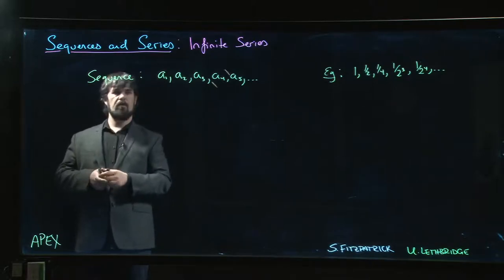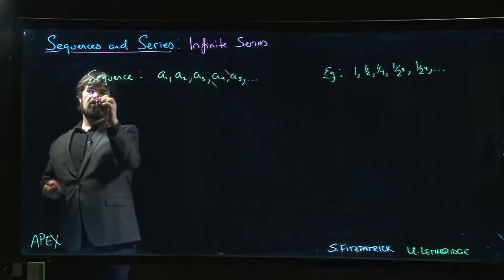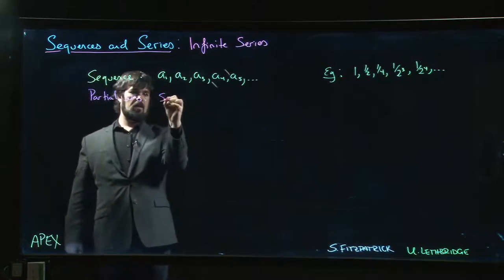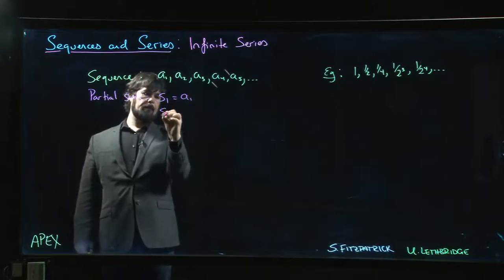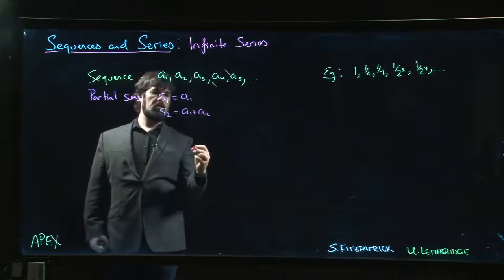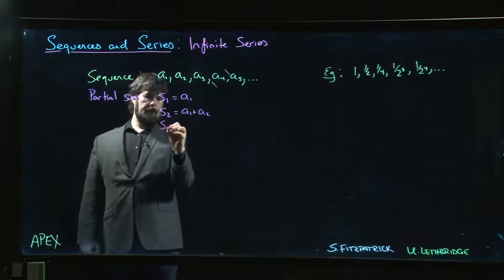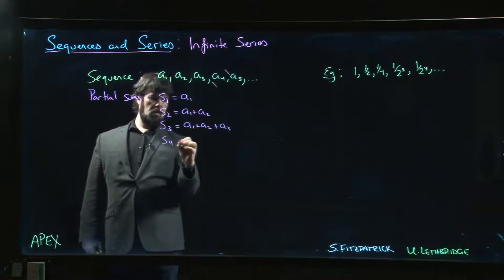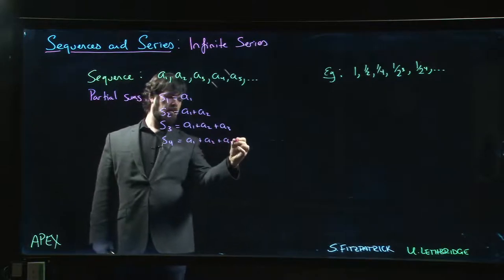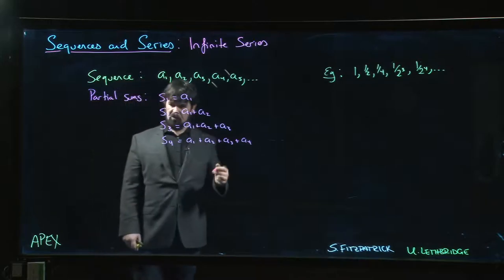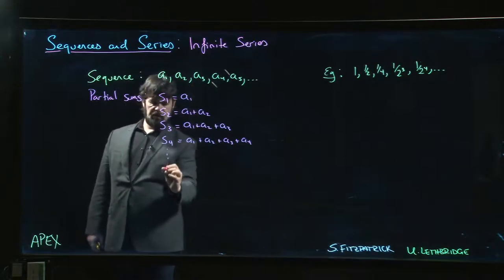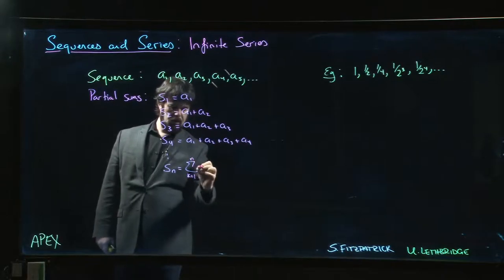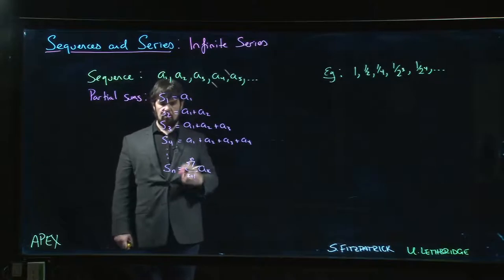And now what we're going to do is form the so-called partial sums. Okay. So S1 is just A1. S2 is the sum of the first two terms in the sequence. S3 will be A1 plus A2 plus A3. S4 will be A1 plus A2 plus A3 plus A4. And so on, right? So in general, we could say Sn would be the sum k going from 1 to n of ak. Okay, sum of the first n terms.